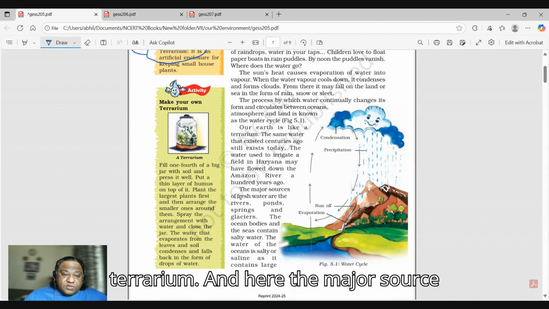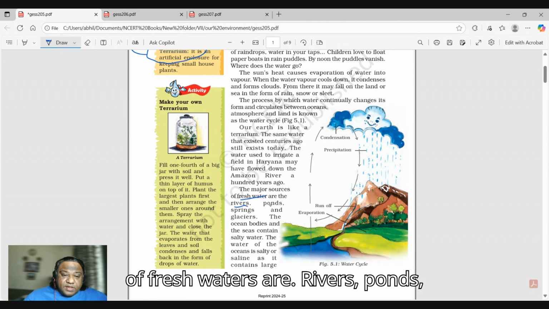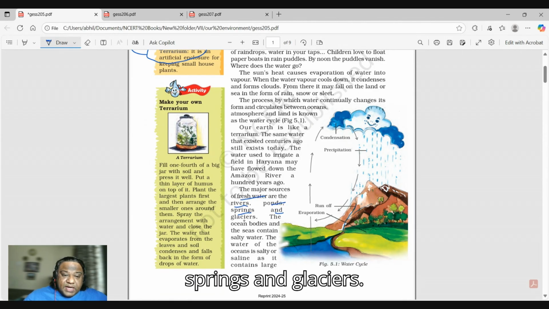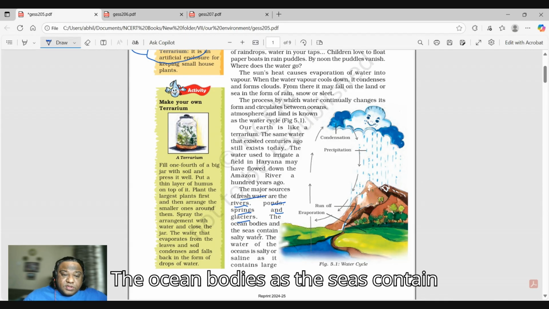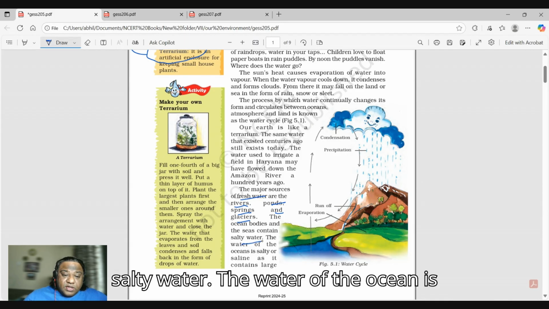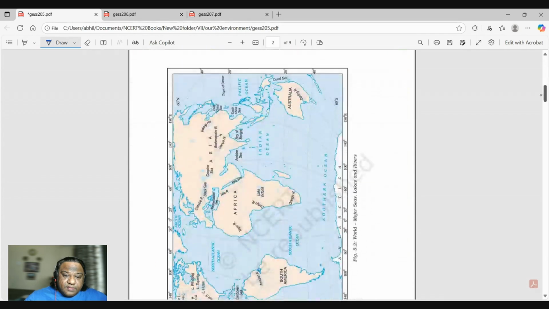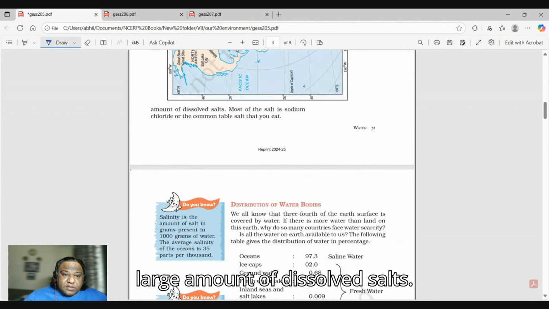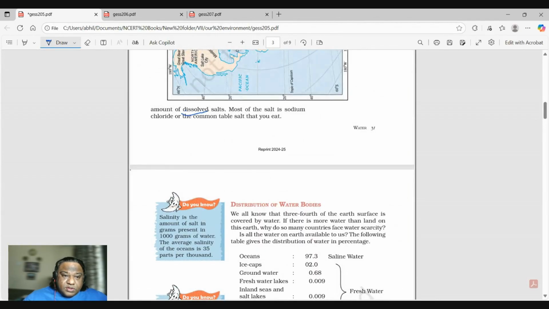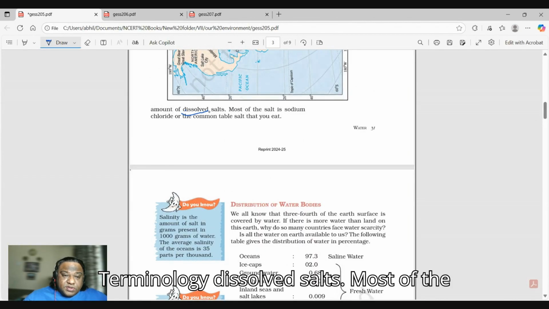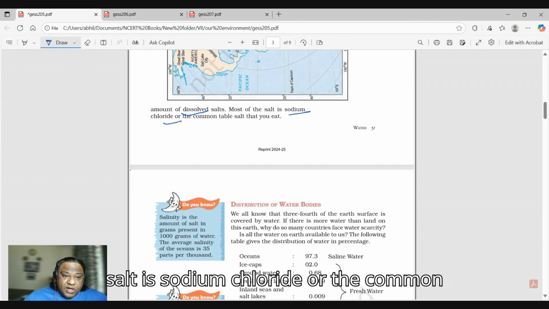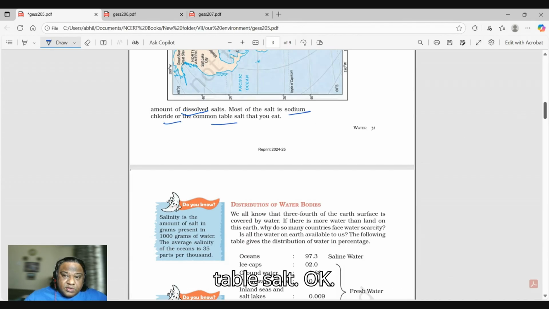And here the major sources of fresh water are rivers, ponds, springs, and glaciers. The oceans and seas contain salty water. The water of the ocean is salty or saline as it contains a large amount of dissolved salts. Terminology: dissolved salts. Most of the salt is sodium chloride or the common table salt.